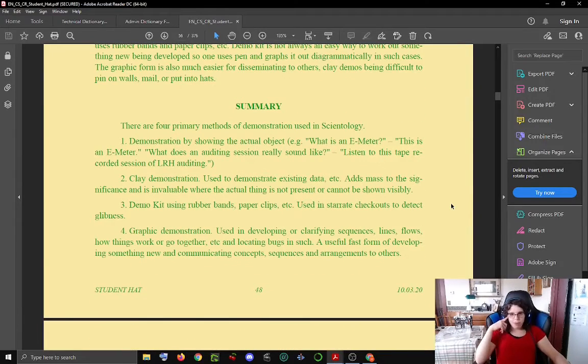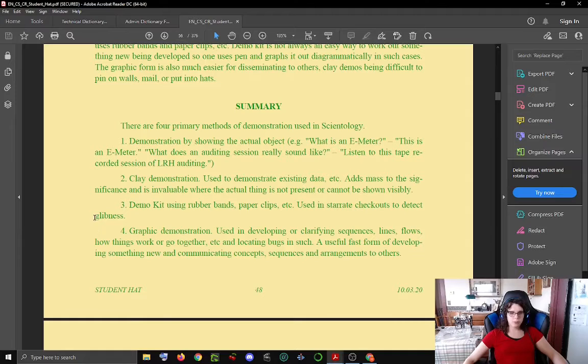Summary. There are 4 primary methods of demonstration in Scientology. Demonstration by showing the actual object, such as what is an e-meter? This is an e-meter. What does an auditing session really sound like? Listen to this tape-recorded session of LRH auditing. Clay demonstration, used to demonstrate existing data, etc., adds mass to the significance and is invaluable where the actual thing is not present or cannot be shown visibly. Demo kit using rubber bands and paper clips. Used in star-rated checkouts to detect glibness.